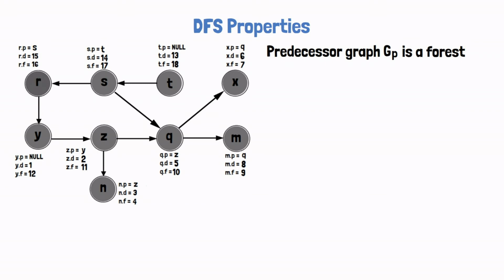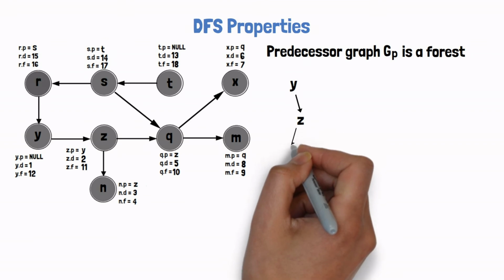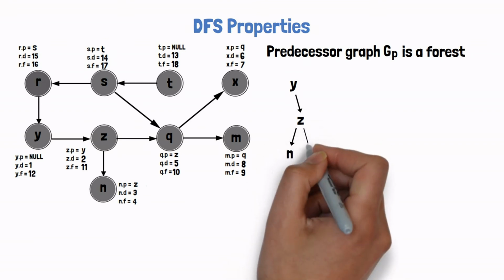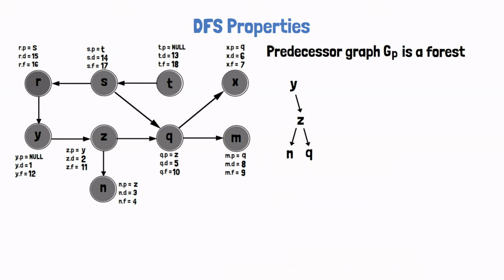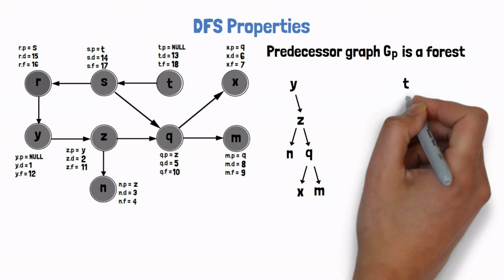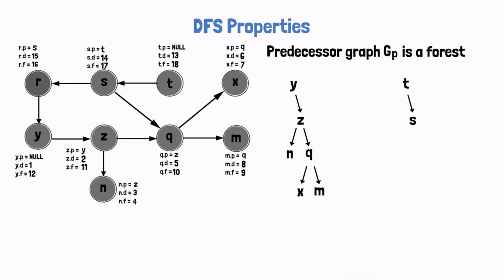In the example here, we have a tree that starts with y, since its parent is null. Z is in the tree since y is marked as its parent. Then n and q are added since z is their parent. And similarly we add x and m. Next we have another tree that starts with t. We see we have a forest that is composed of two trees.